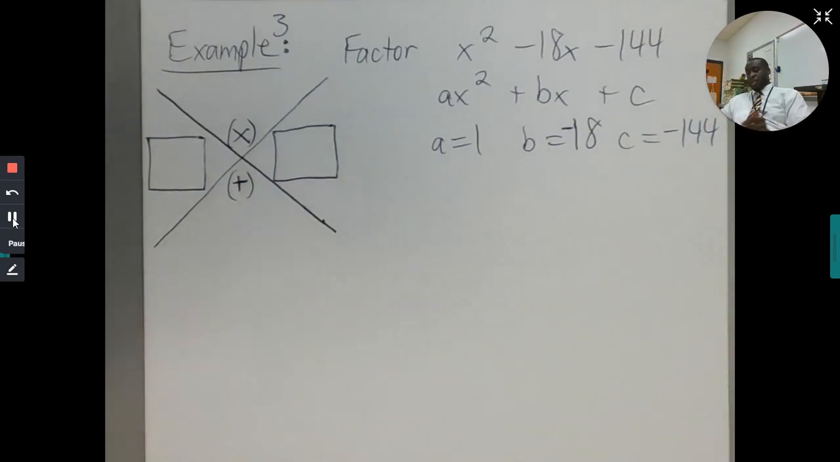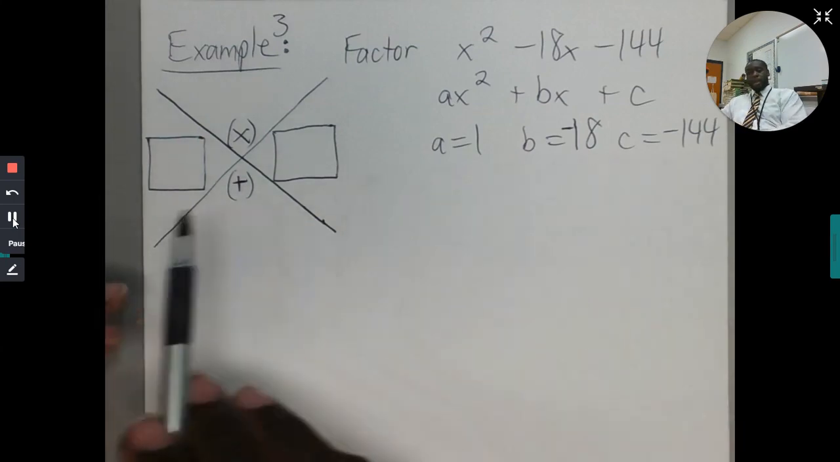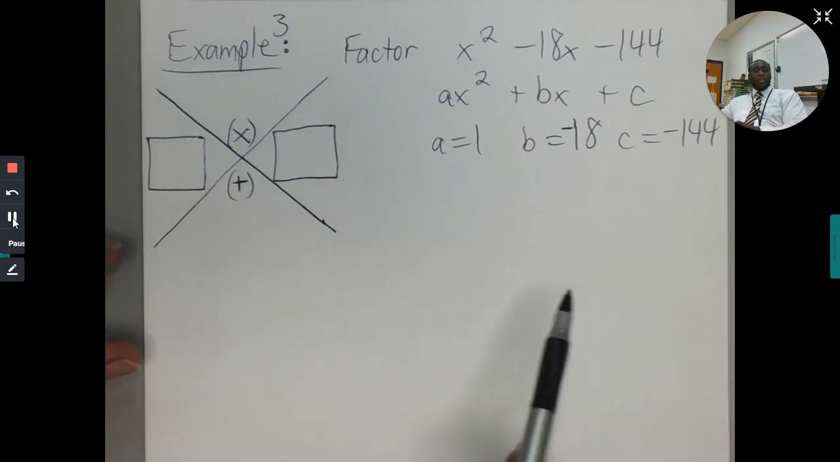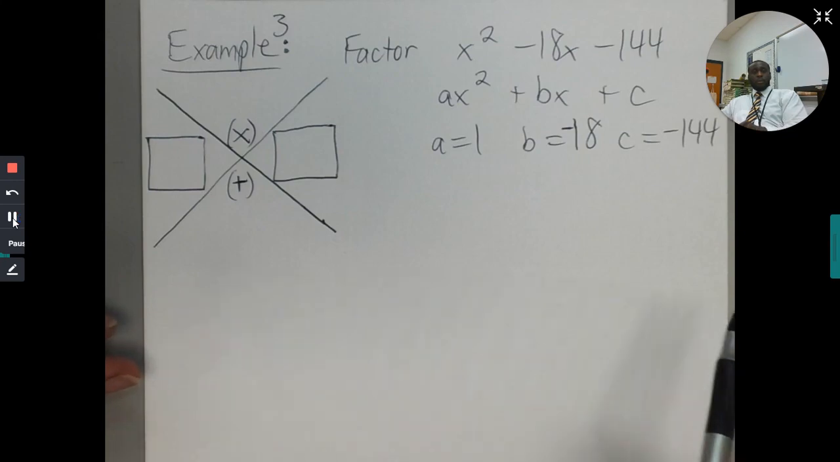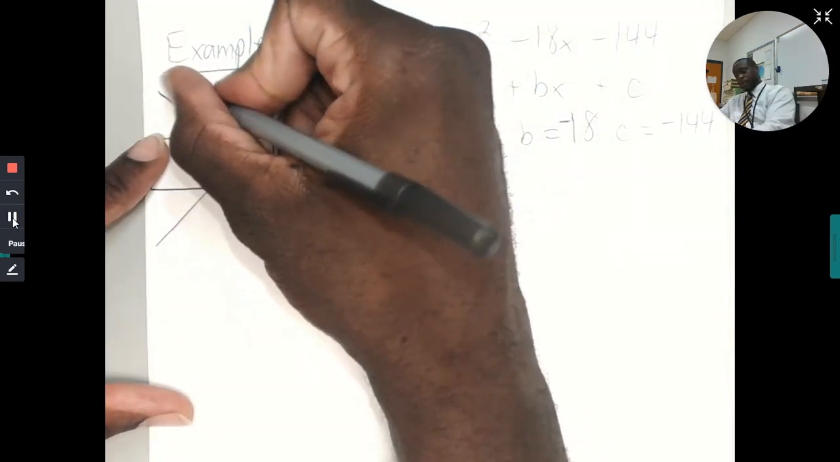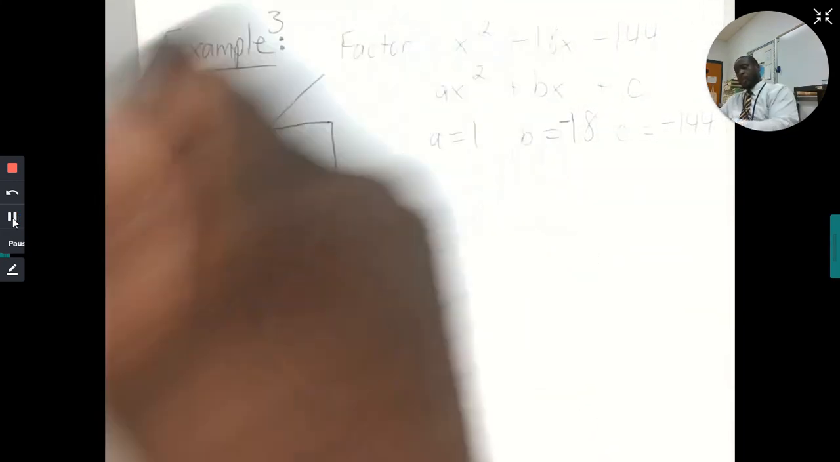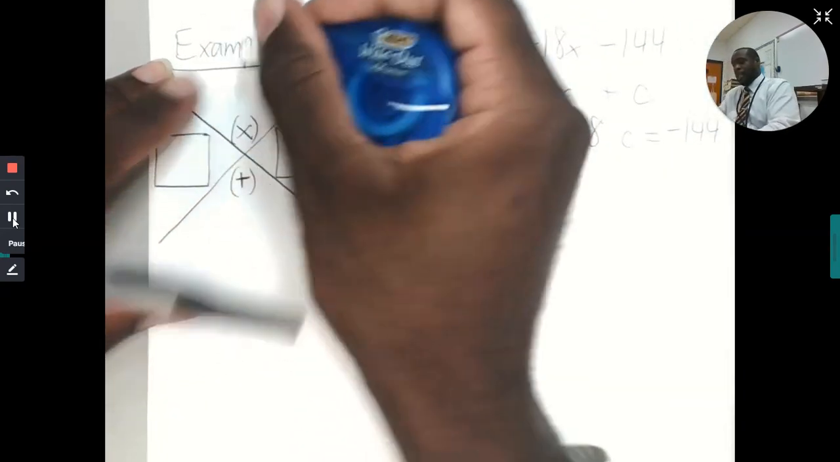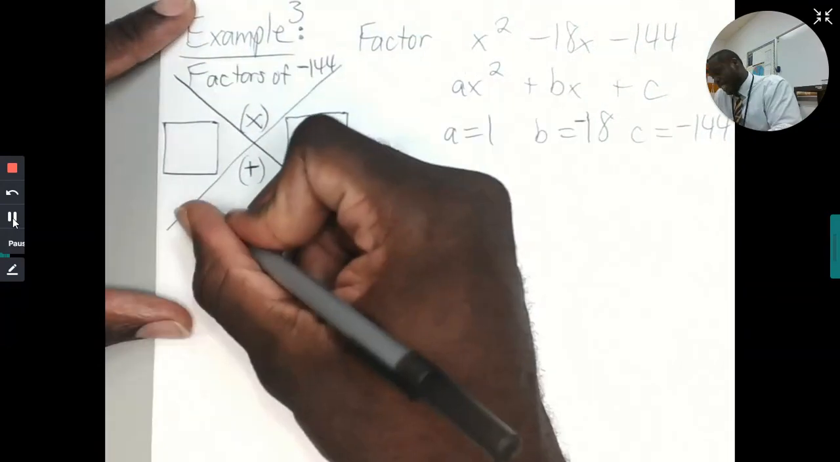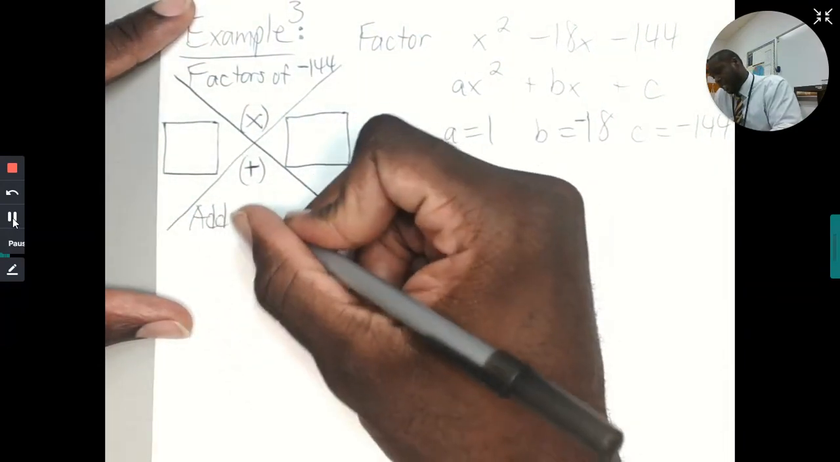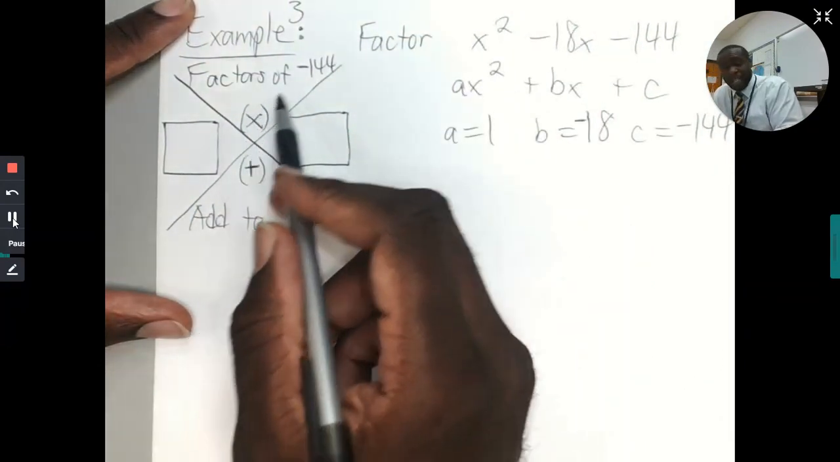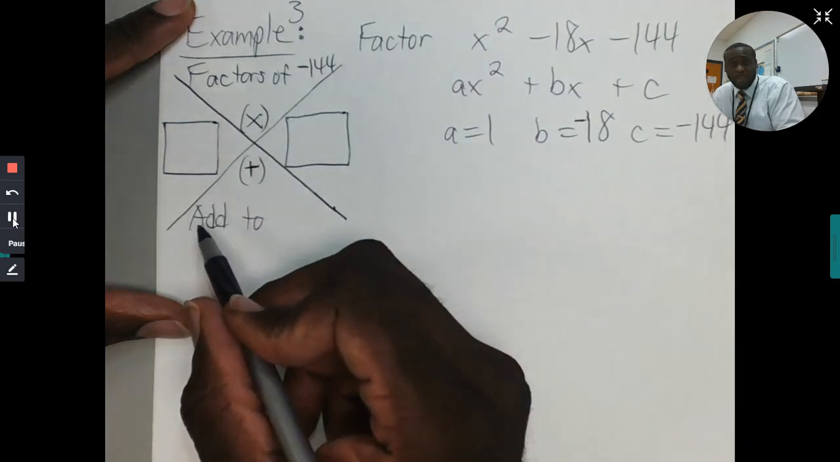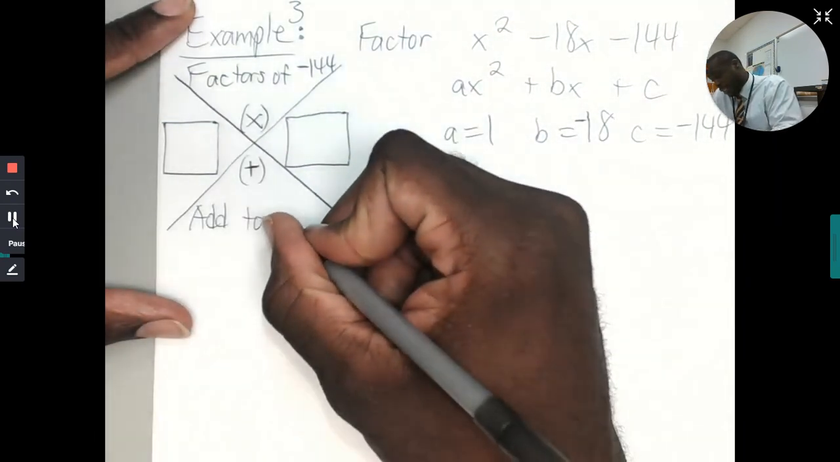Okay, so here's the question. Which number are we going to be finding factors of? Negative 144. We're finding factors of negative 144, and those two numbers have to add together to give you negative 18. They've got to multiply to give you negative 144, but they've got to add together to give you negative 18.